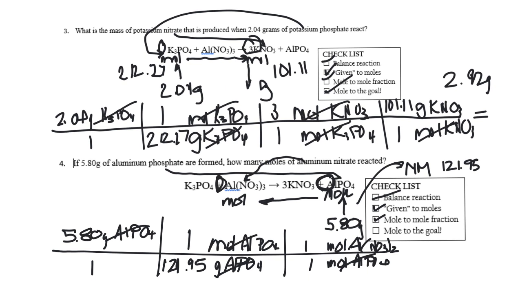Now, mole to the goal. Well, the goal was moles of aluminum nitrate. So I'm done. I'm done setting up my train track. So I'm going to multiply across the top, multiply across the bottom, divide top by bottom, and the answer I get is 0.0476 moles of aluminum nitrate.